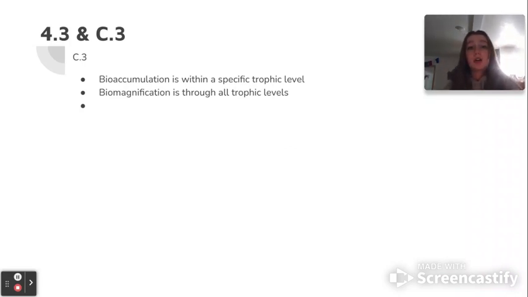Bioaccumulation is within specific trophic levels, and biomagnification is within all trophic levels. So with DDT, an example of biomagnification would be if it gets on a plant, then an herbivore eats that plant, then that herbivore is eaten by a carnivore, and then we eat the carnivore. That DDT is going to travel throughout that. Whereas bioaccumulation would just be within one trophic level. So that would be a herbivore eating the plant, and that's where it ends.